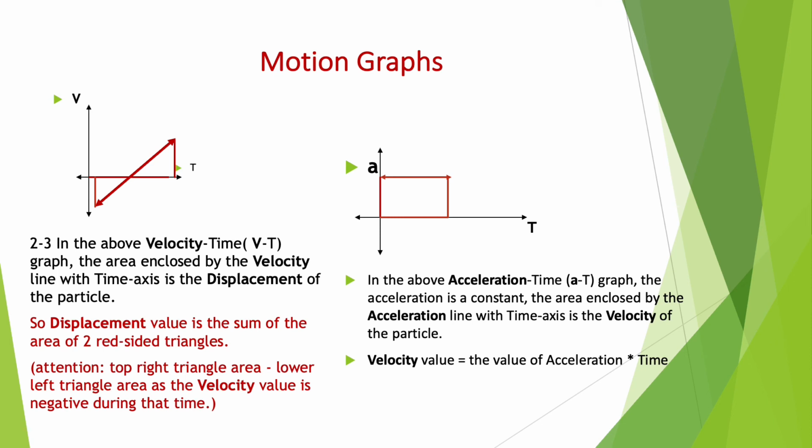Attention here: the top right triangle area is taken away by the lower left triangle area, as the velocity value is negative during the first period of time. Look at the right graph. In this acceleration time graph, AT graph, the acceleration is a constant. The area enclosed by the acceleration line with the time axis is the velocity of the particle. The velocity value equals the value of acceleration multiplied by time.